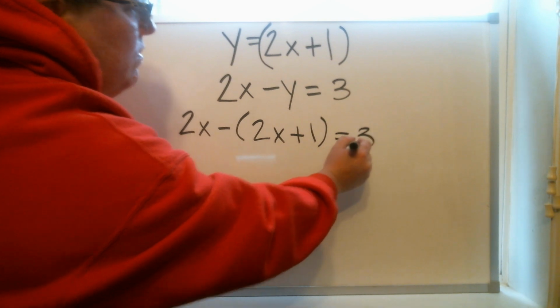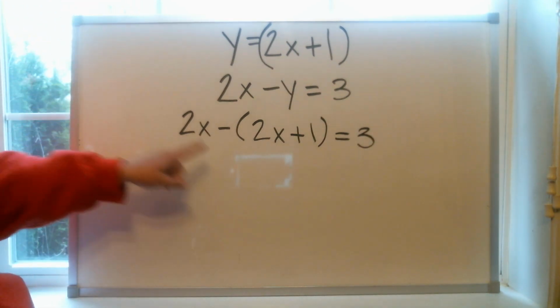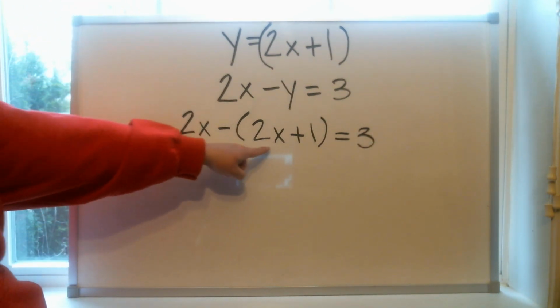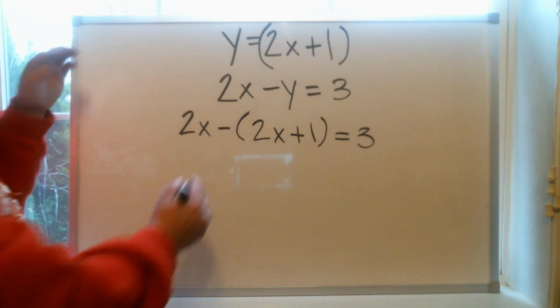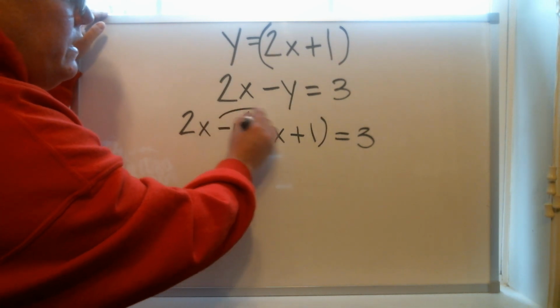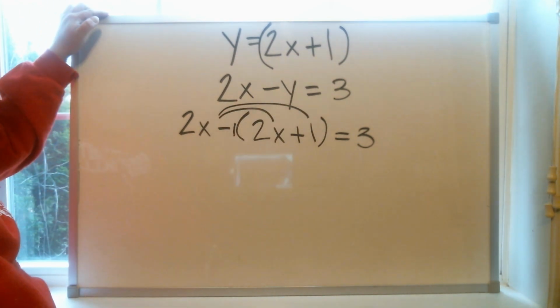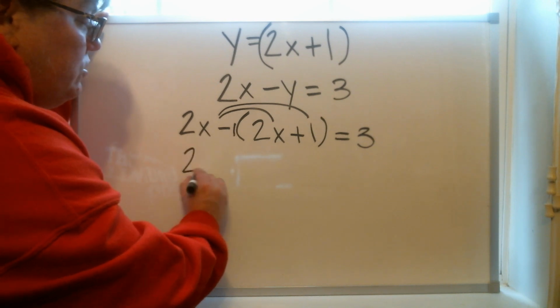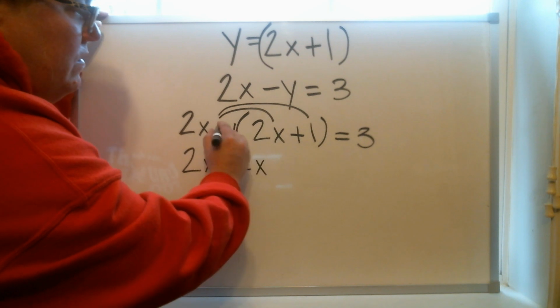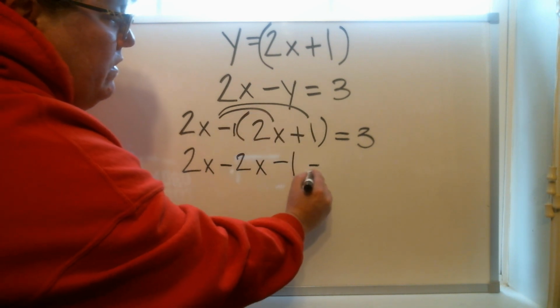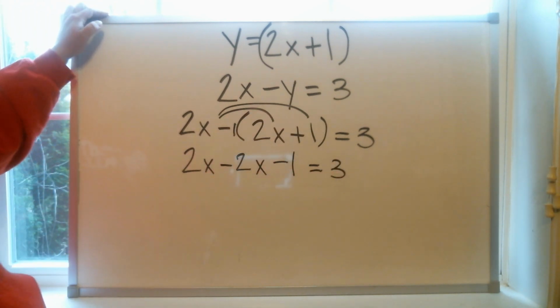equals 3. Okay, this negative sign is going to affect what's inside the parentheses. I'm going to have to distribute it. And remember, it's just like distributing a negative 1. So it's just going to change the sign on everything that's inside the parentheses. So I'm going to rewrite it. I've got 2x minus 2x minus 1 equals 3.